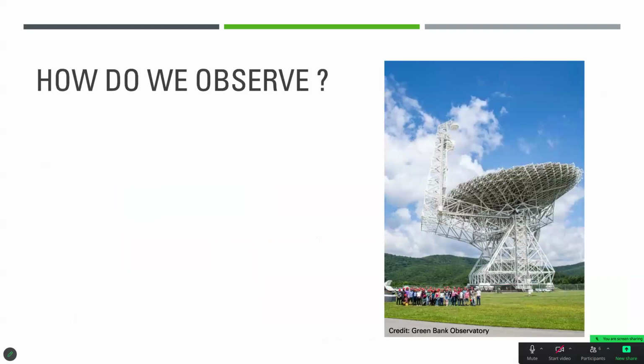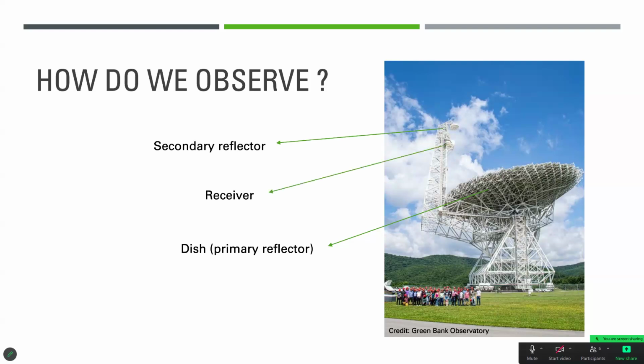Well, how do we observe? Well, first we need a radio telescope, like this, for instance. It has a couple of basic components: a dish, which is the primary reflector, a secondary reflector, maybe a receiver, or multiple receivers. And most importantly, you also need radio astronomers who can interpret the signals coming out of this telescope and can make pretty images, right?